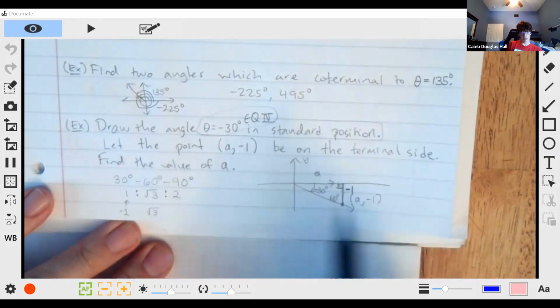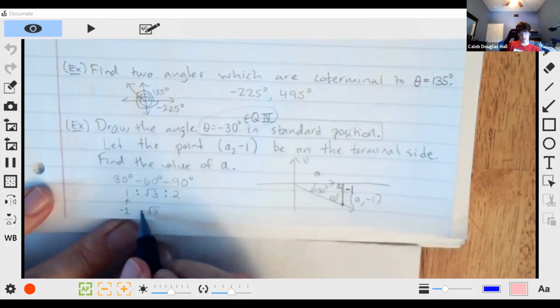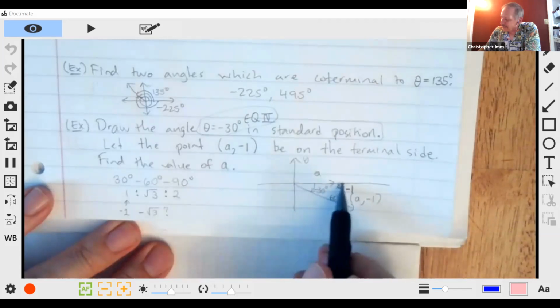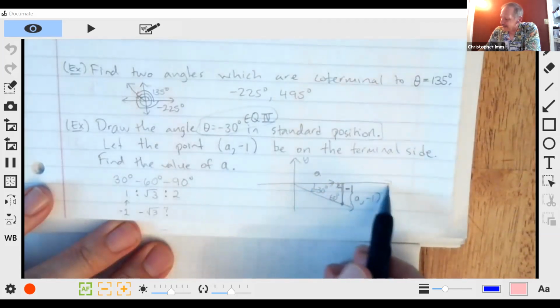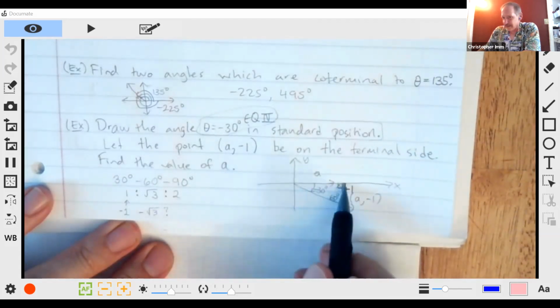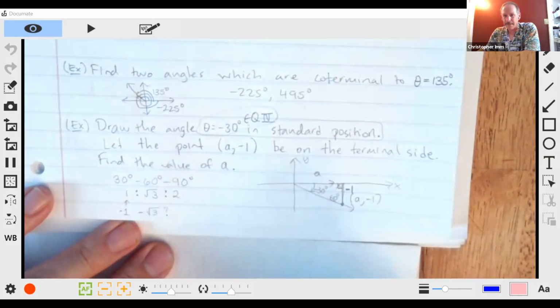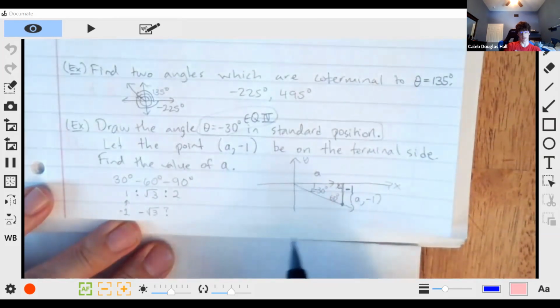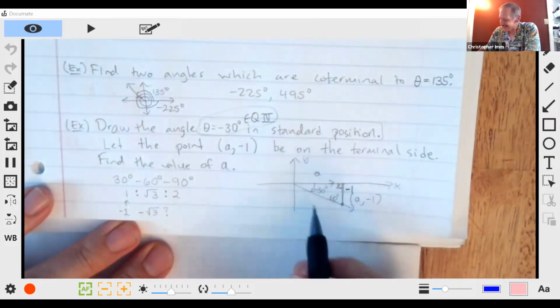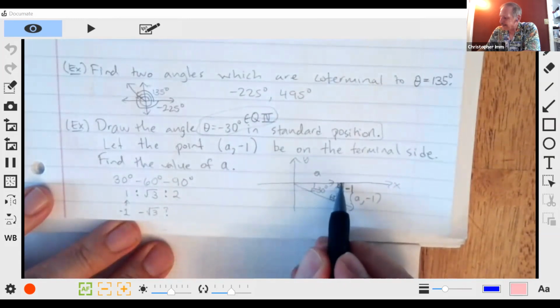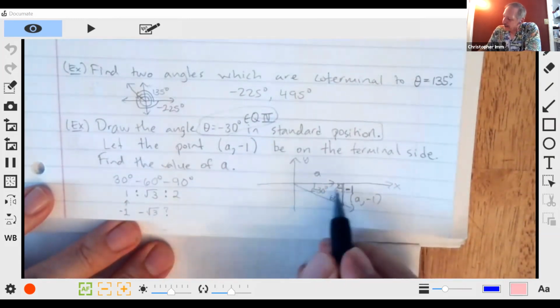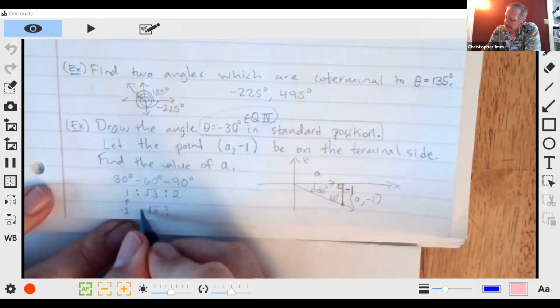So let's think about this. A is going to be over here, so it's going to be our x. So is our x going to the right or the left? Right is positive, left is negative. Okay, so it's just radical 3. There you go. Great job, Caleb. So we're going to the right one, so this is going to be plus square root of 3.